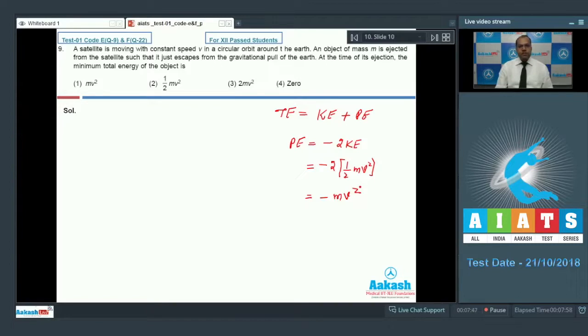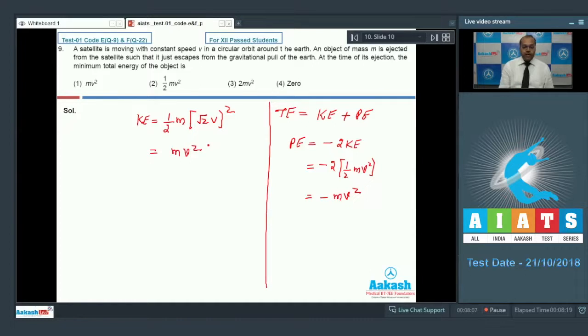So at the time of ejection, when the mass m escapes from the gravitational pull of the Earth, at that moment the kinetic energy of the ejected mass can be written as half into m into escape velocity, that is root 2 times orbital velocity, whole square. So it is equal to half mv square. So at that moment the total minimum energy can be written as potential energy, that is minus mv square, plus kinetic energy mv square. So it is equal to 0. So option 4 is the correct answer.